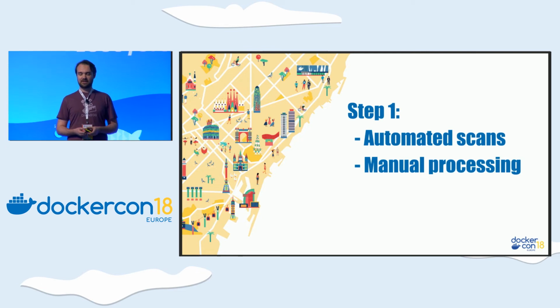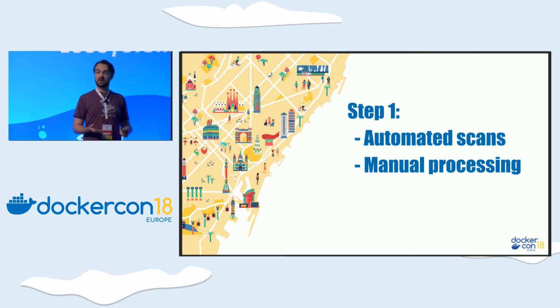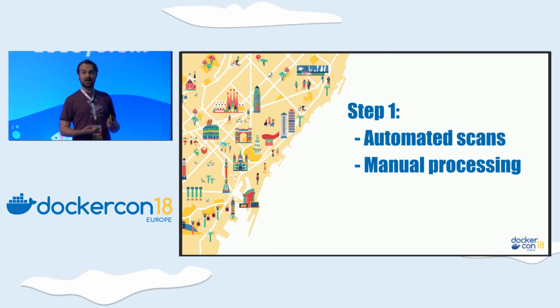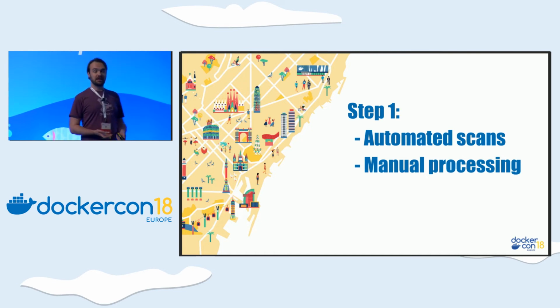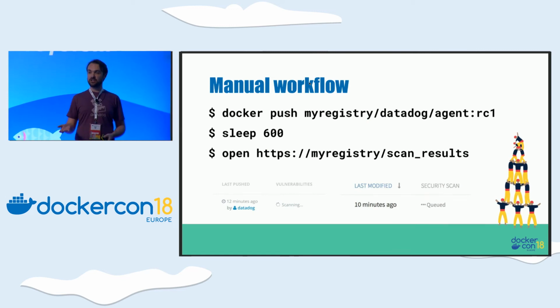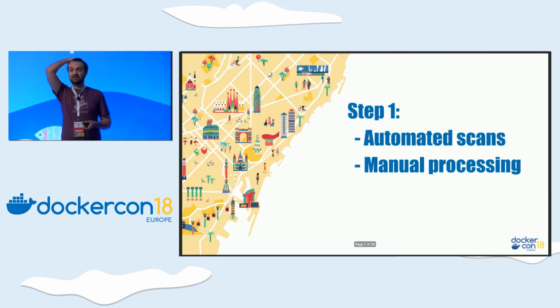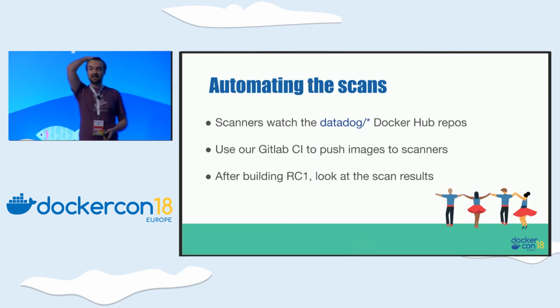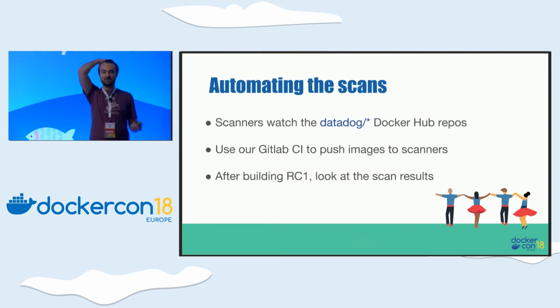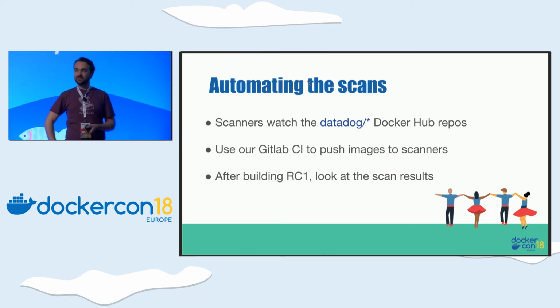So we decided, okay, how can we automate the process to make it easier for us to have these results? So we started with automating the scan itself. You saw I was manually pushing with my Docker CLI. I have a CI, I have a GitLab CI. So we set the GitLab CI to push images to the scanners directly. And we also set scanners that were able to scan an external repository to directly scan our Docker Hub repo.